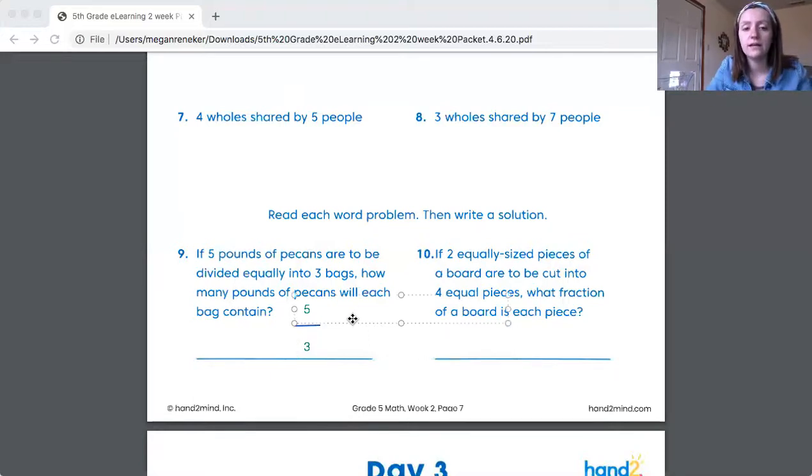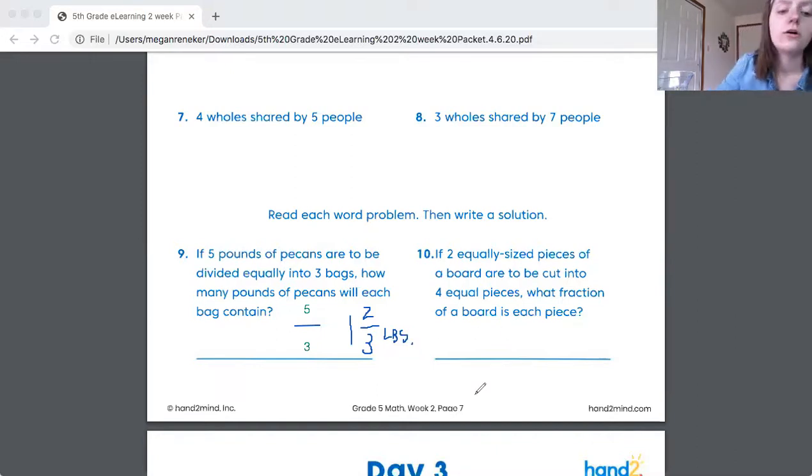Okay, so if I was writing that as a mixed number, so going back to that lesson that we had the day before, it would be 1 2/3 pounds in each bag. Okay, and I'm going to write my little label for pounds here, LBS, because it's important that we label our answers. Okay, so I know that this is correct because if I were to add them all together, 5/3 plus 5/3 plus 5/3, that would give me 5 whole pounds, right? So your answer to number 9 is going to be 1 2/3 pounds.